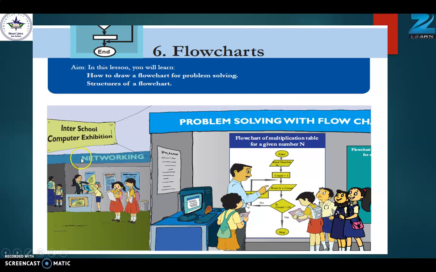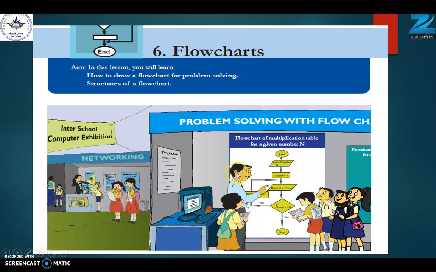From this image, you can see an inter-school computer exhibition. Here one networking stall is there. So students are understanding some concepts of networking through some diagram and chart. Here on the second stall you can see problem solving with flowchart.